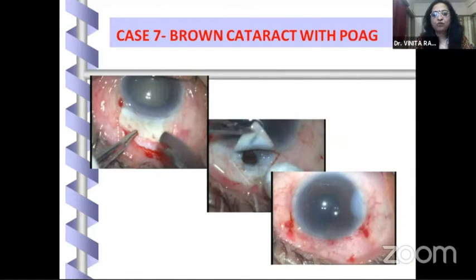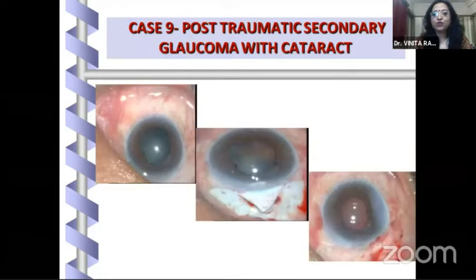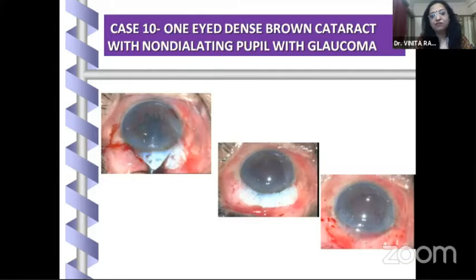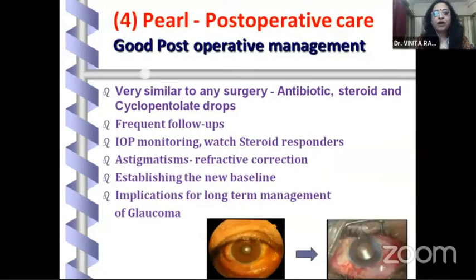It can be done in brown cataract. Can use a Weck-Cel sponge like this, or it can be used in post-vitrectomy cases where there is a coexistence of glaucoma and cataract. Post-traumatic cataract because of the coexisting glaucoma and cataract, and even in a one-eyed patient with very dense non-dilating pupil after sphincterotomies you can do. But one thing we have to be very careful is that there should not be a vitreous loss, because all the purpose will be defeated, and once you have a vitreous loss you can do a vitrectomy.